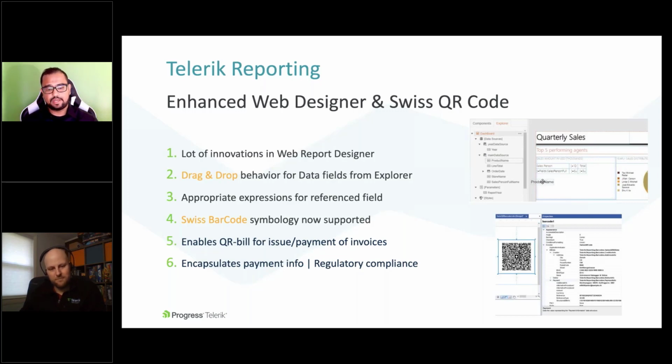Kind of starting out with Switzerland, it's a QR bill technology which lets you issue and get paid on your invoices. It encapsulates all of your financial data, and you don't have to do a thing. It's just a RAD barcode that's built into a lot of our UI components, and it works with reporting as well. And it gives you compliance with any regulations that you have. So, exciting things coming up with both the web report designer and newer components.